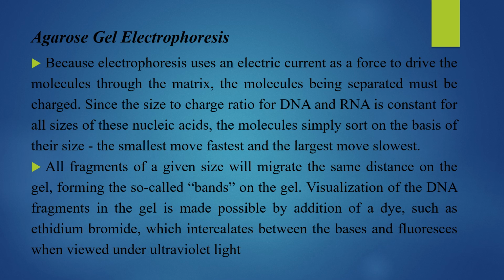All fragments of a given size will migrate the same distance on the gel, forming the so-called bands on the gel. Visualization of the DNA fragments in the gel is made possible by the addition of a dye, such as ethidium bromide, which intercalates or fixes itself between the bases and fluoresces when viewed under ultraviolet light. So for visualizing the bands, you need to add a dye, that is ethidium bromide, and this causes a fluorescence that can be seen under ultraviolet light.